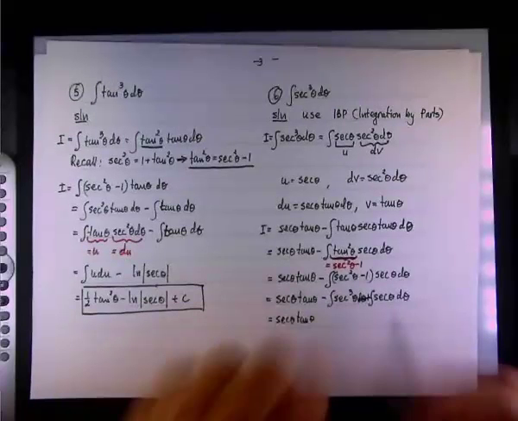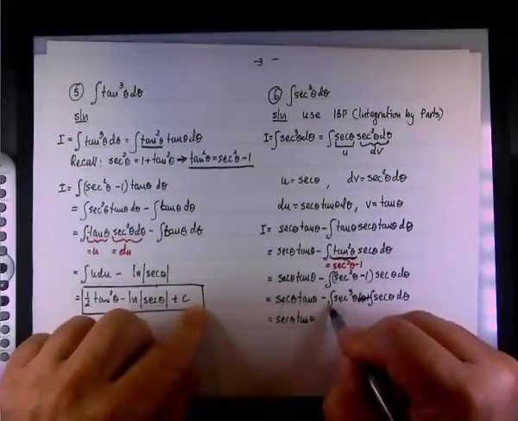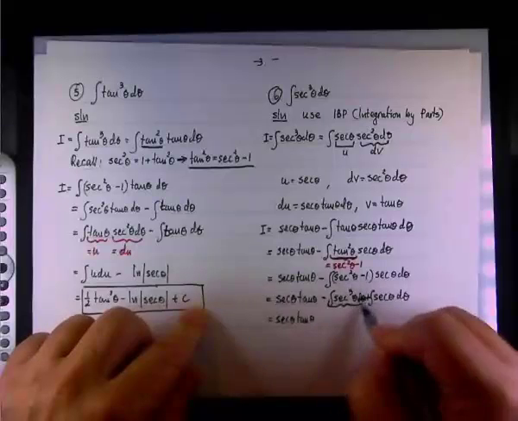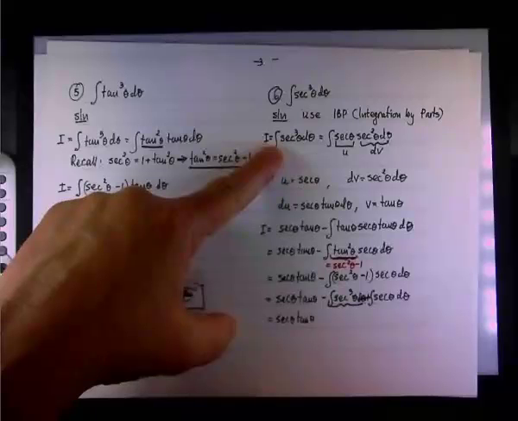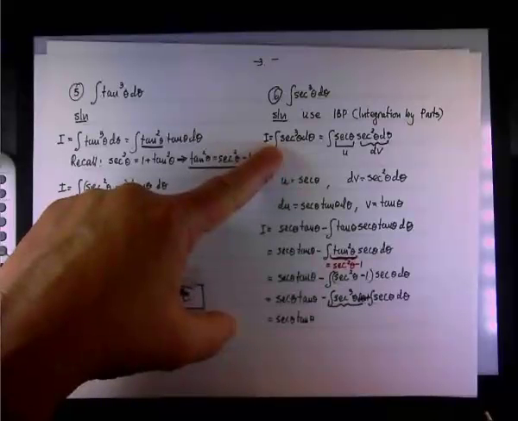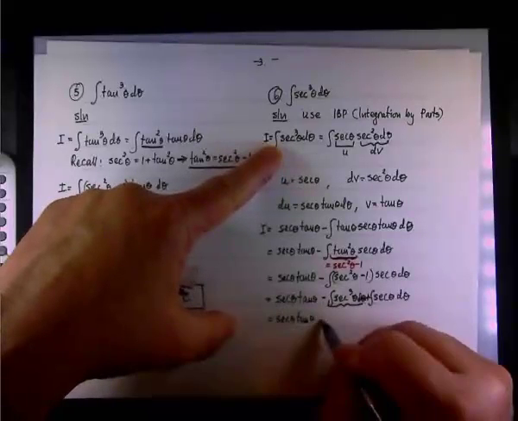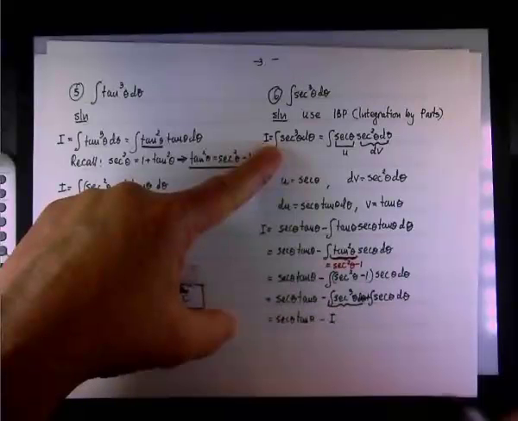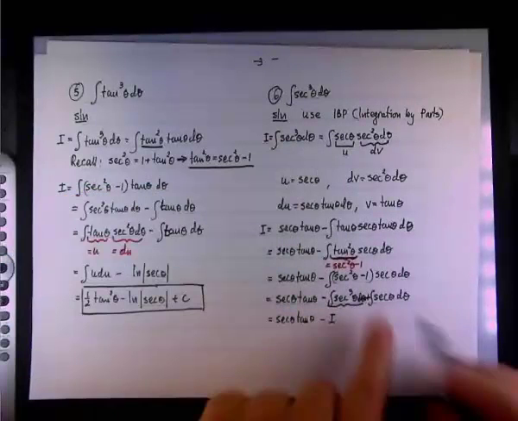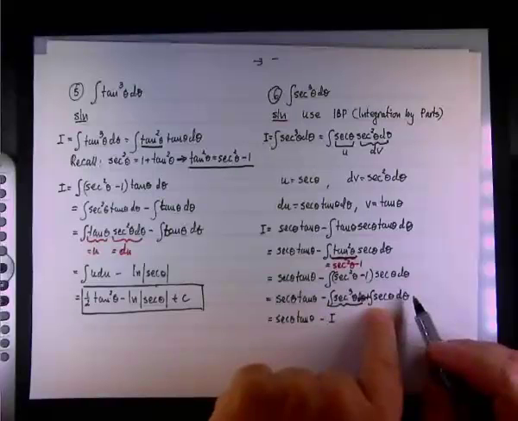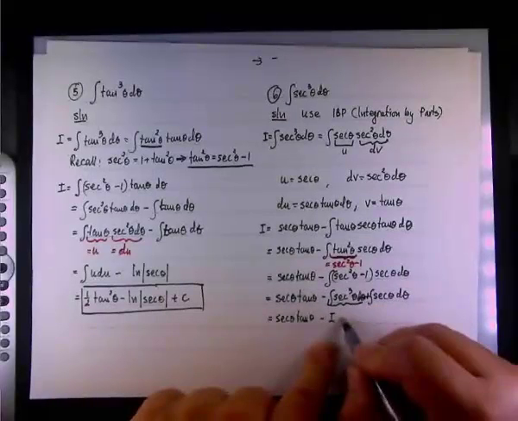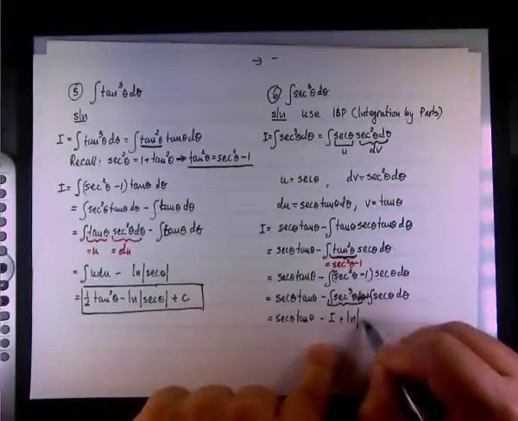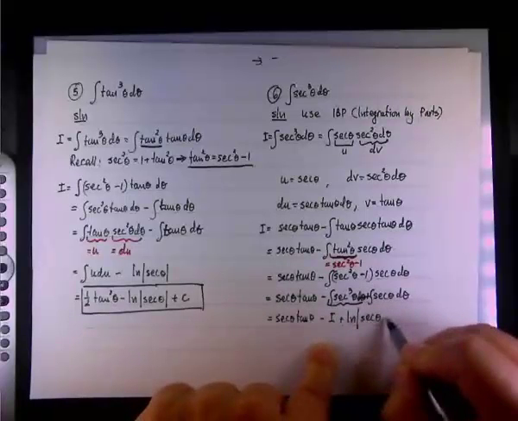Couple of observations. What is this? This is the integral we started with. This is the integral of secant cube, right? So this is I. Remember that? This is the integral of the secant. Did we just solve it?